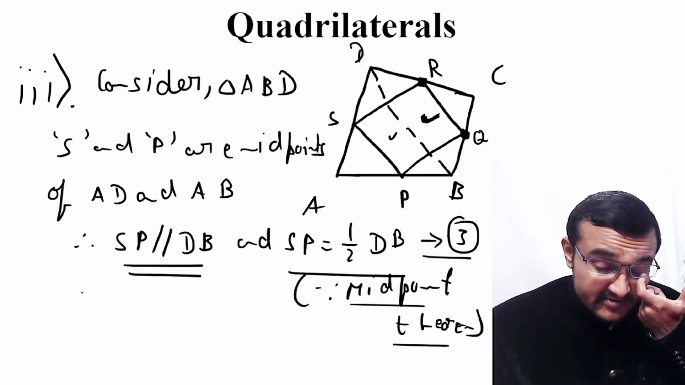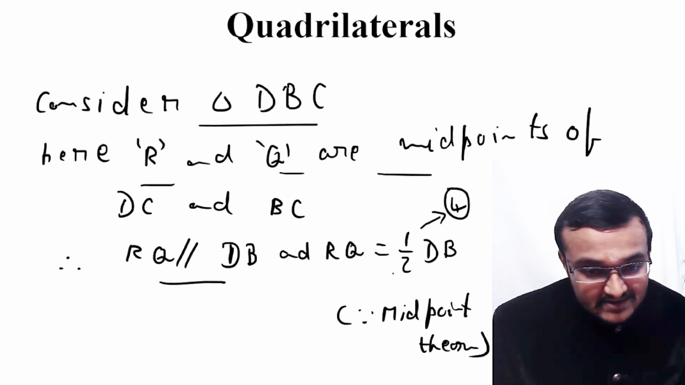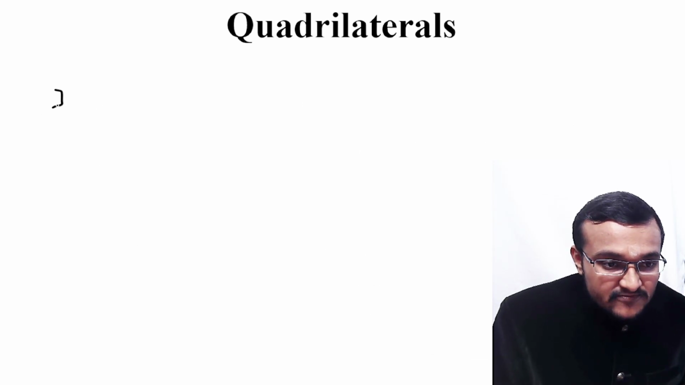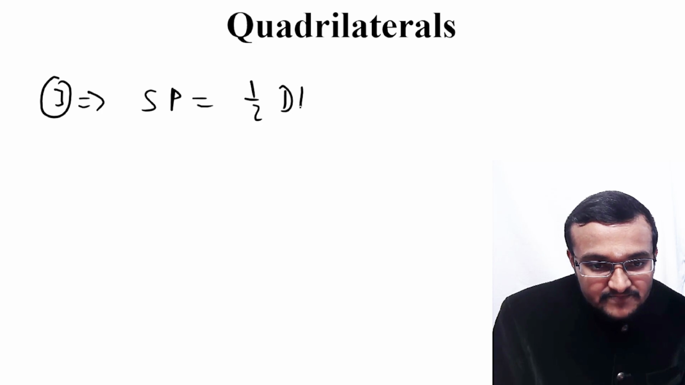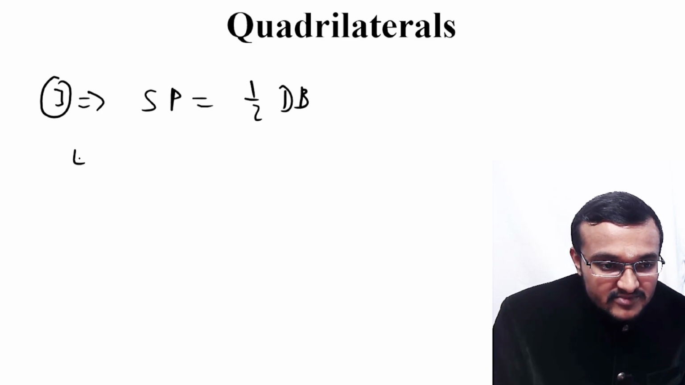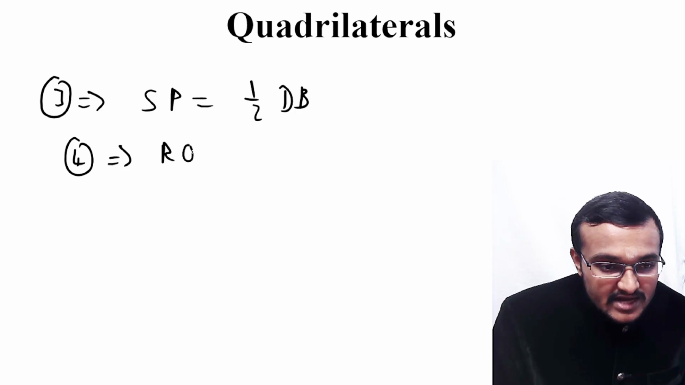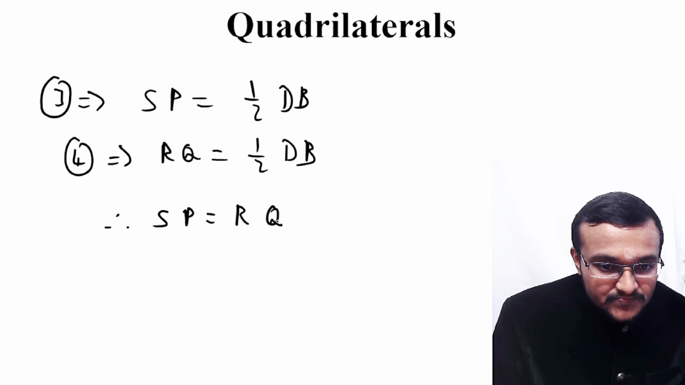That is SP is equal to half DB, you can call it equation 3, and RQ is equal to half DB, you can call it equation 4. So from equation 3 we got SP is equal to half DB, and from equation 4 we have got RQ is equal to half DB. So therefore SP is equal to RQ.